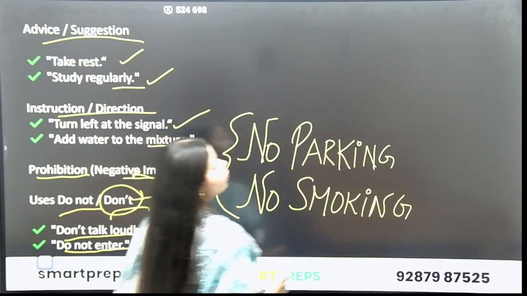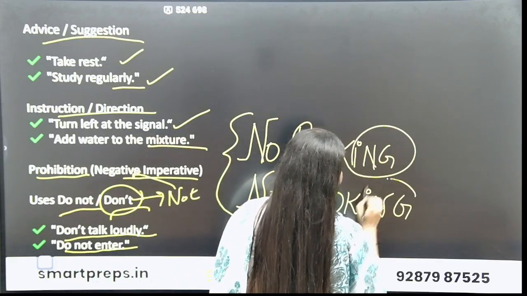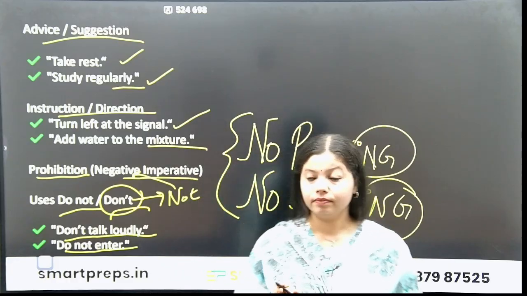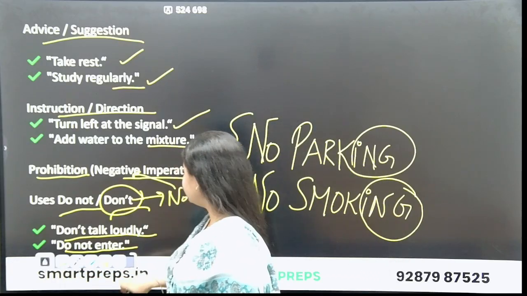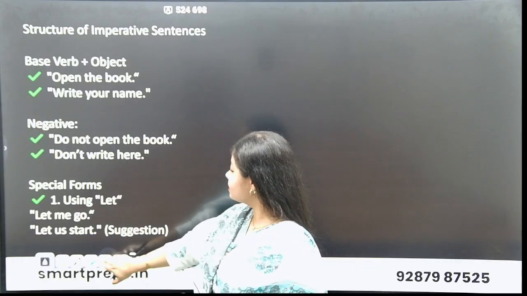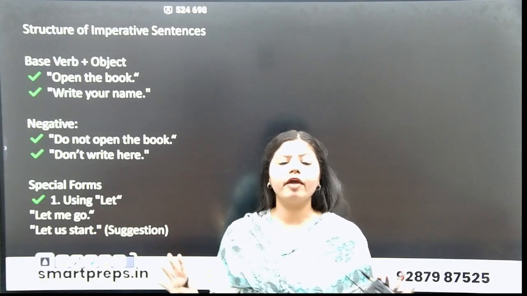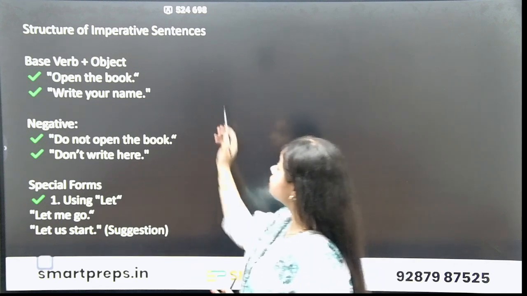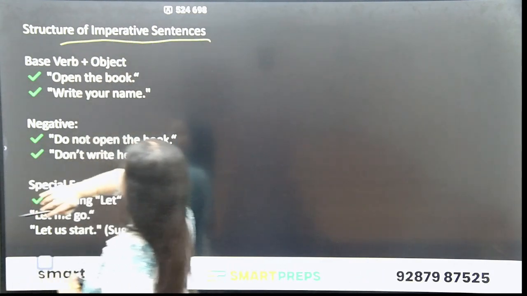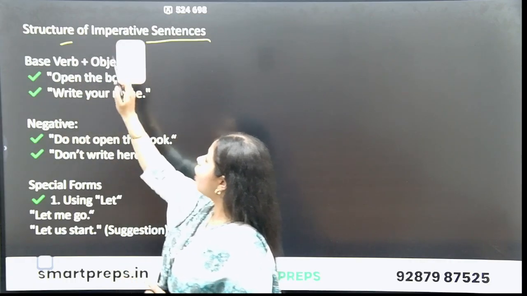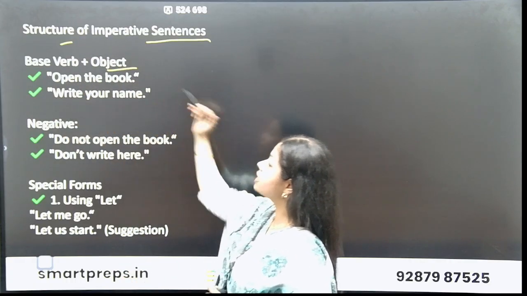And also we always use gerund here. Clear? So this is also another type of imperative sentence. Now we have understood various types of imperative sentence. Let's understand the structure of imperative sentence. Structure is what? Base verb plus the object.